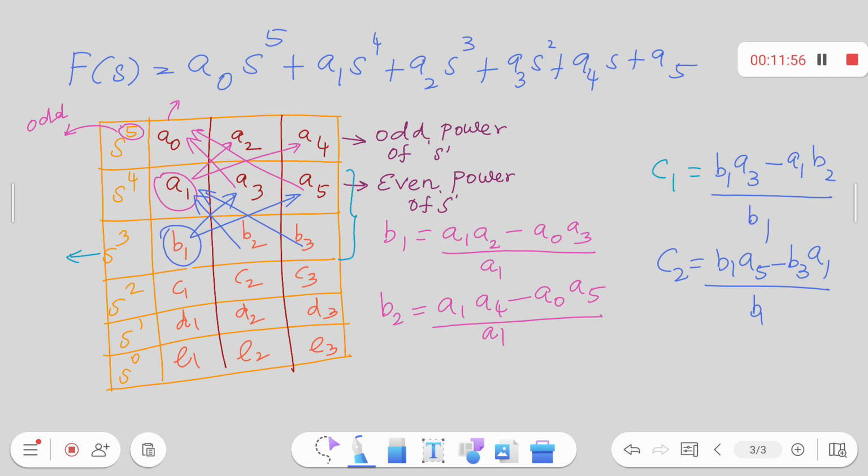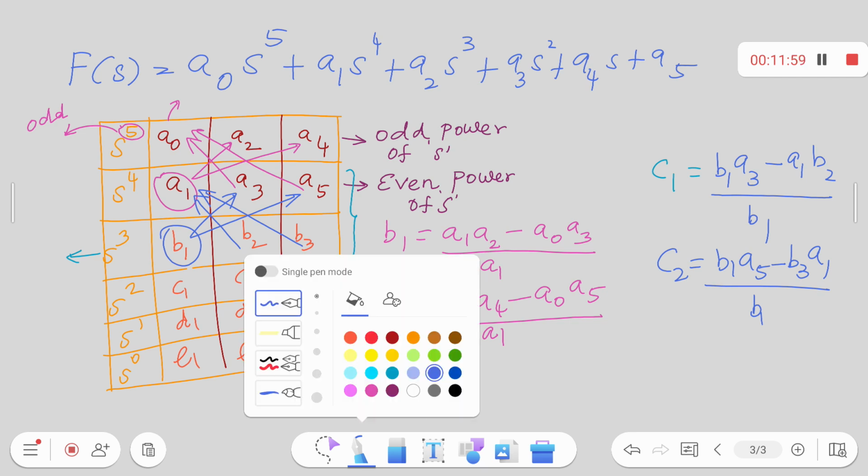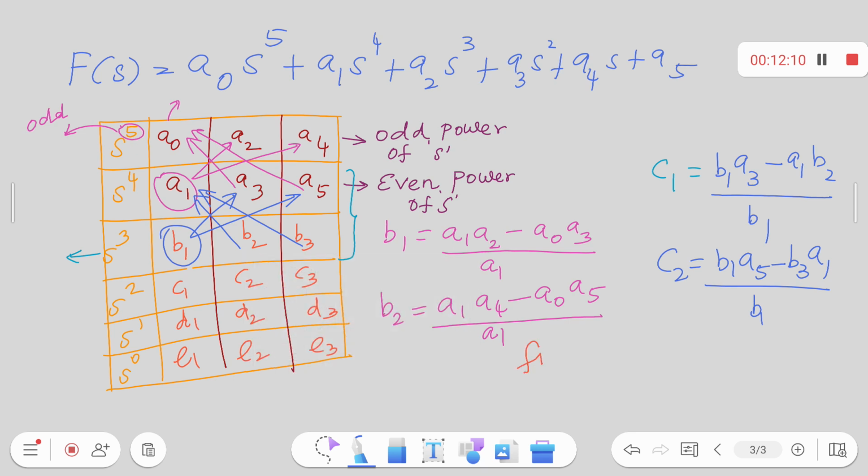Once you construct this, you have to look at the sign of the first column. So what do I have in the first column? In my first column I have a0, a1, b1, c1, d1, e1. This coefficient should be positive. If all these coefficients are positive, then the system is said to be stable.